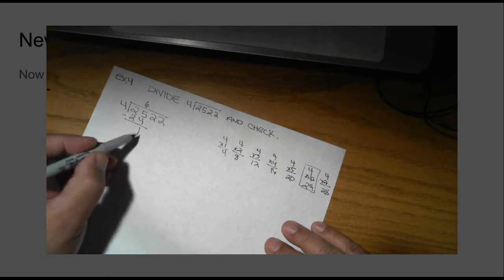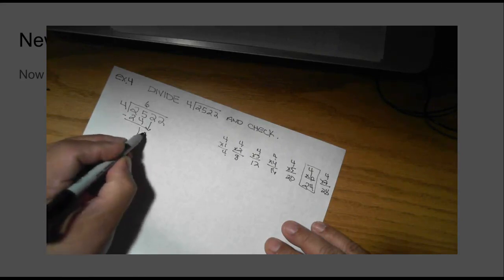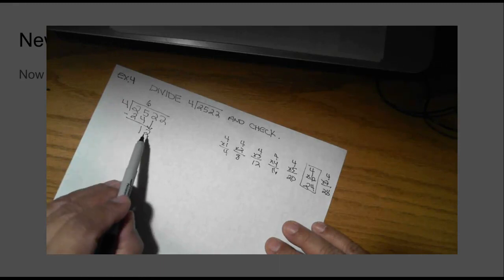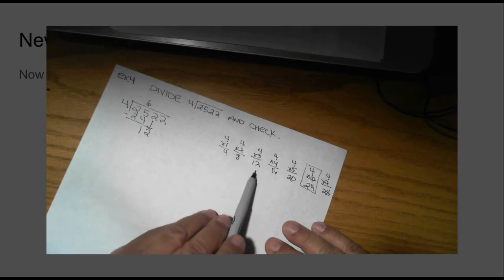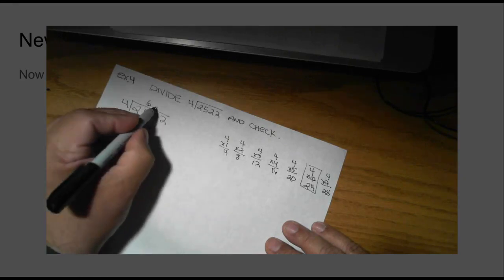Now we're not done, right? Because we have 2 other digits that we need to bring down. So we're going to bring this digit down, and now we have a 12. So 12 divided by 4, well, we know that 3 times 4 is 12. So we're going to put a 3 here, since 12 divided by 4 is 3.